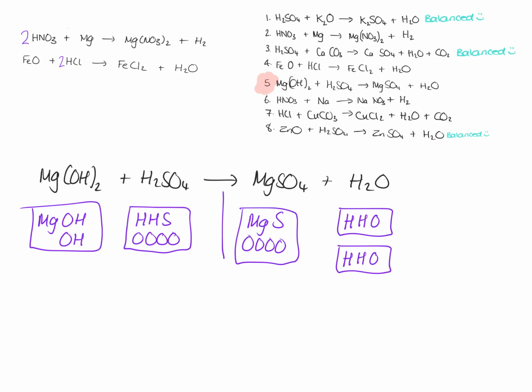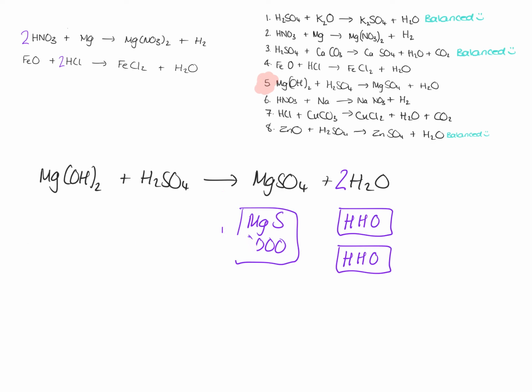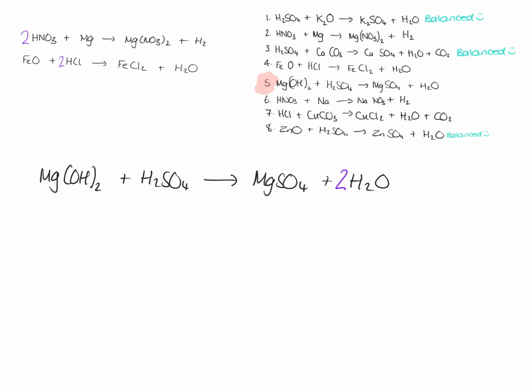So how many times have we drawn the first box? Just once, so we leave it. Second one is just once, so we leave it. Magnesium sulfate we've only drawn once, so we can leave that. But water we have drawn twice, so we have to edit our equation and stick a 2 in front of H2O. And there is your equation for number 5.